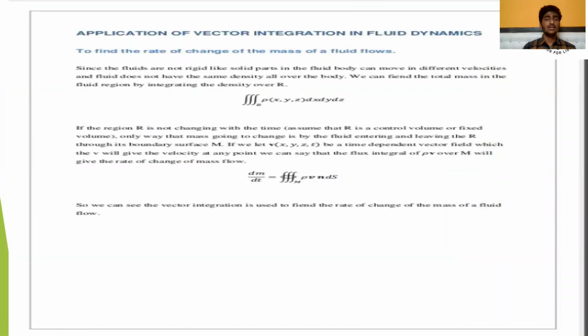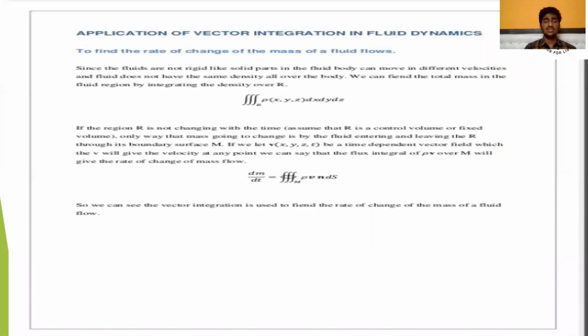Since fluids are not rigid like solid parts, the fluid body can move at different velocities, and fluid does not have the same density all over the body. We can find the total mass in the fluid region by integrating the density over R: triple integral over R of rho(x, y, z) dx dy dz. If the region R is not changing with time, assume that R is a control volume or fixed volume.